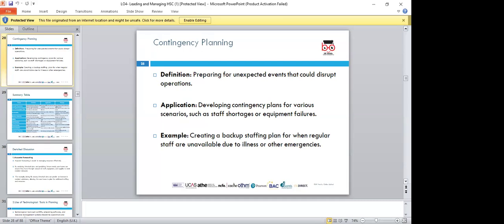In doing that, the application is that you develop contingency plans for various scenarios, such as staff shortages or equipment failures. When they occur, what do you do? Do you have internal staff or agency staff that you can always call on to replace or step in? You need to look into all those things in contingency planning. You create a backup plan where anytime a staff member doesn't turn up, you have some agency staff or other staff to fill the gap.